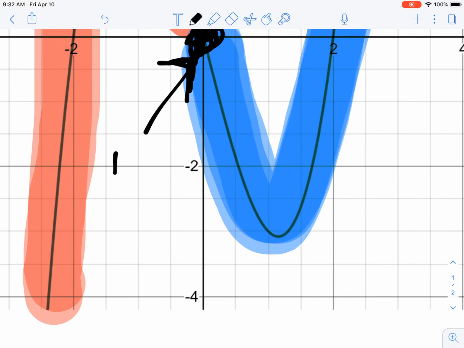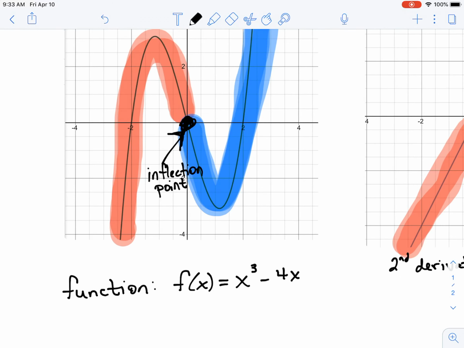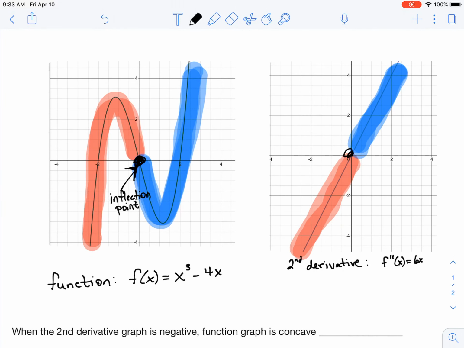Let me write the word inflection point. Inflection point, it's where the concavity changes. Okay, this time it was concave down to concave up. Sometimes it's the other way. So those are inflection points.